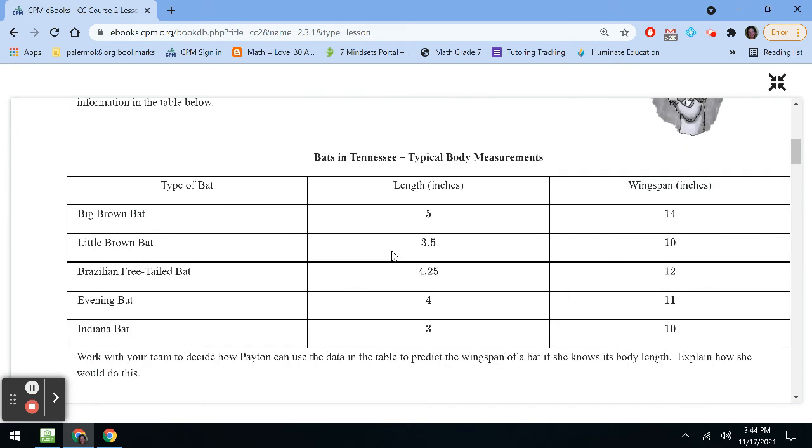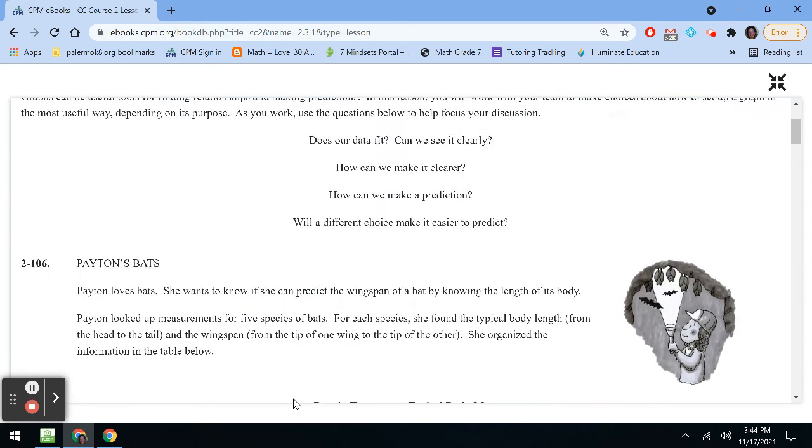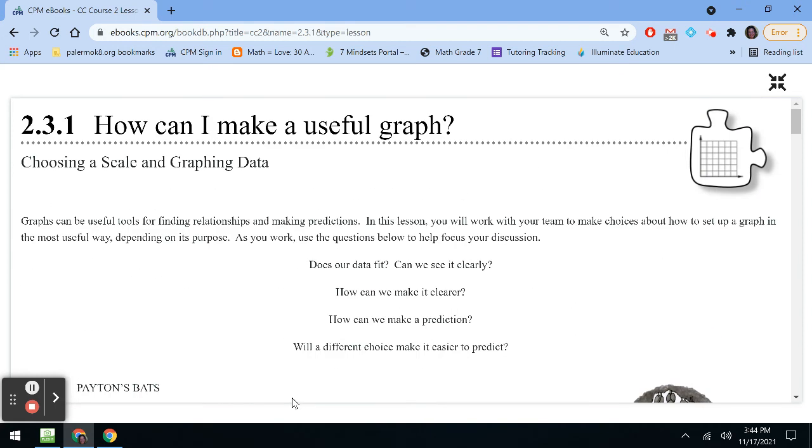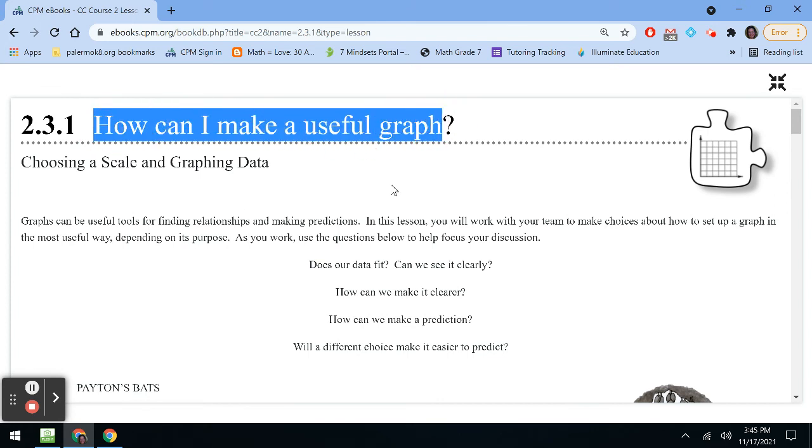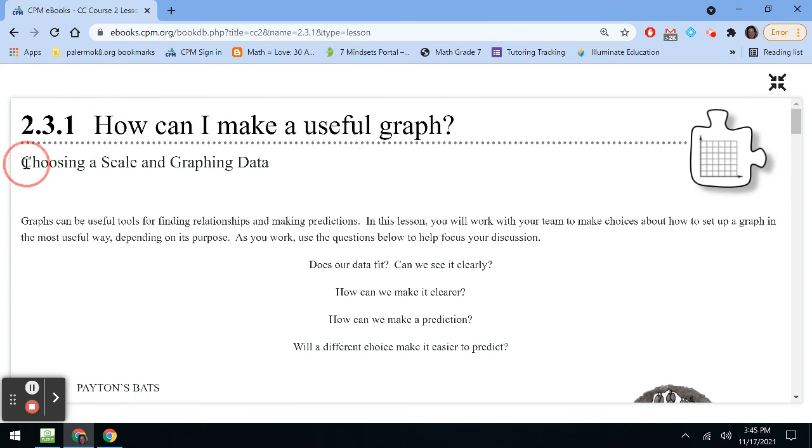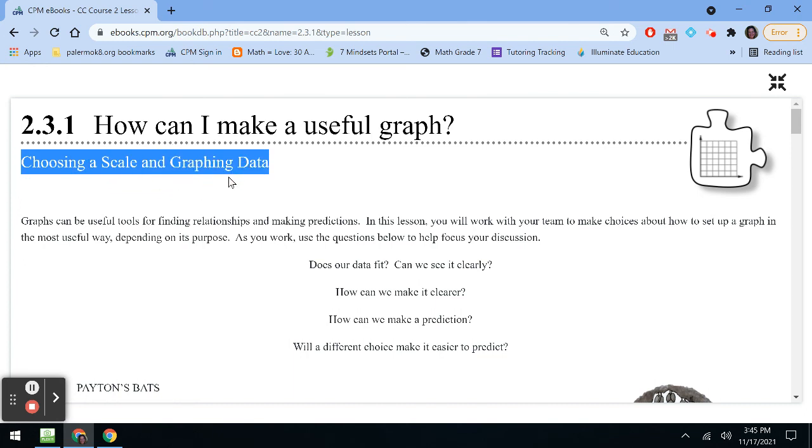Another strategy that I could use, which is true for more than just our math book, it also would work in science or history or those kinds of things, is to pay attention to what our headings or titles are. So in this case, I'm not talking about the title of the chart or the table. I'm actually talking about the title of the lesson itself. So the question is, how can I make a useful graph? And then really the true title is choosing a scale and graphing data.